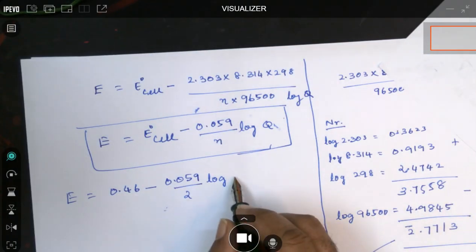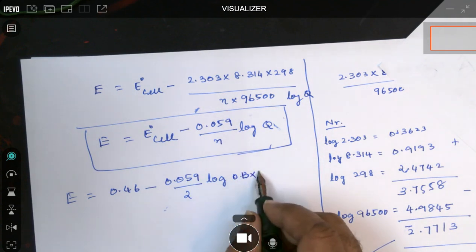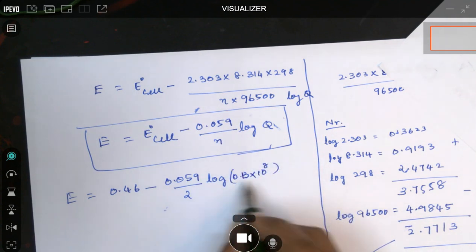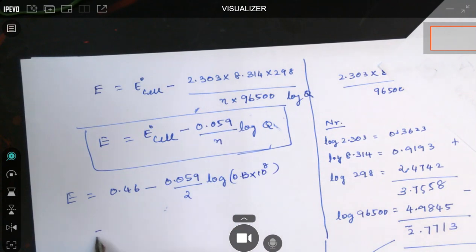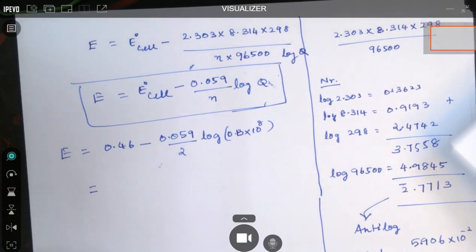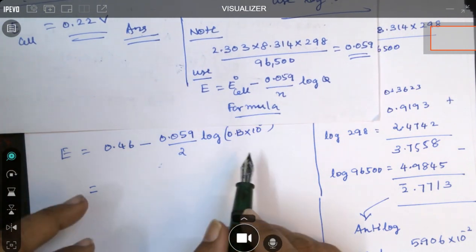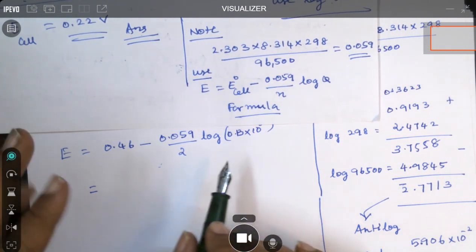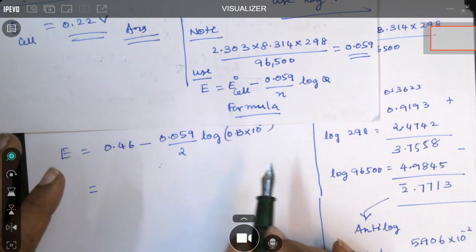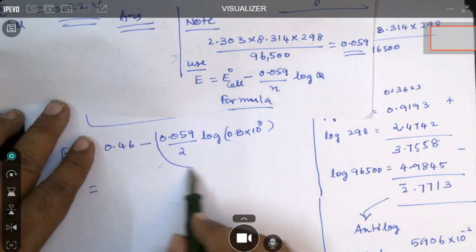So 0.313 into 10 power 8. Okay, so now you have to work out the logarithmic value for this. Using logarithmic values you can work it out. All these logarithm values are used only for multiplication and division and not for subtraction. So let us work out these values first.